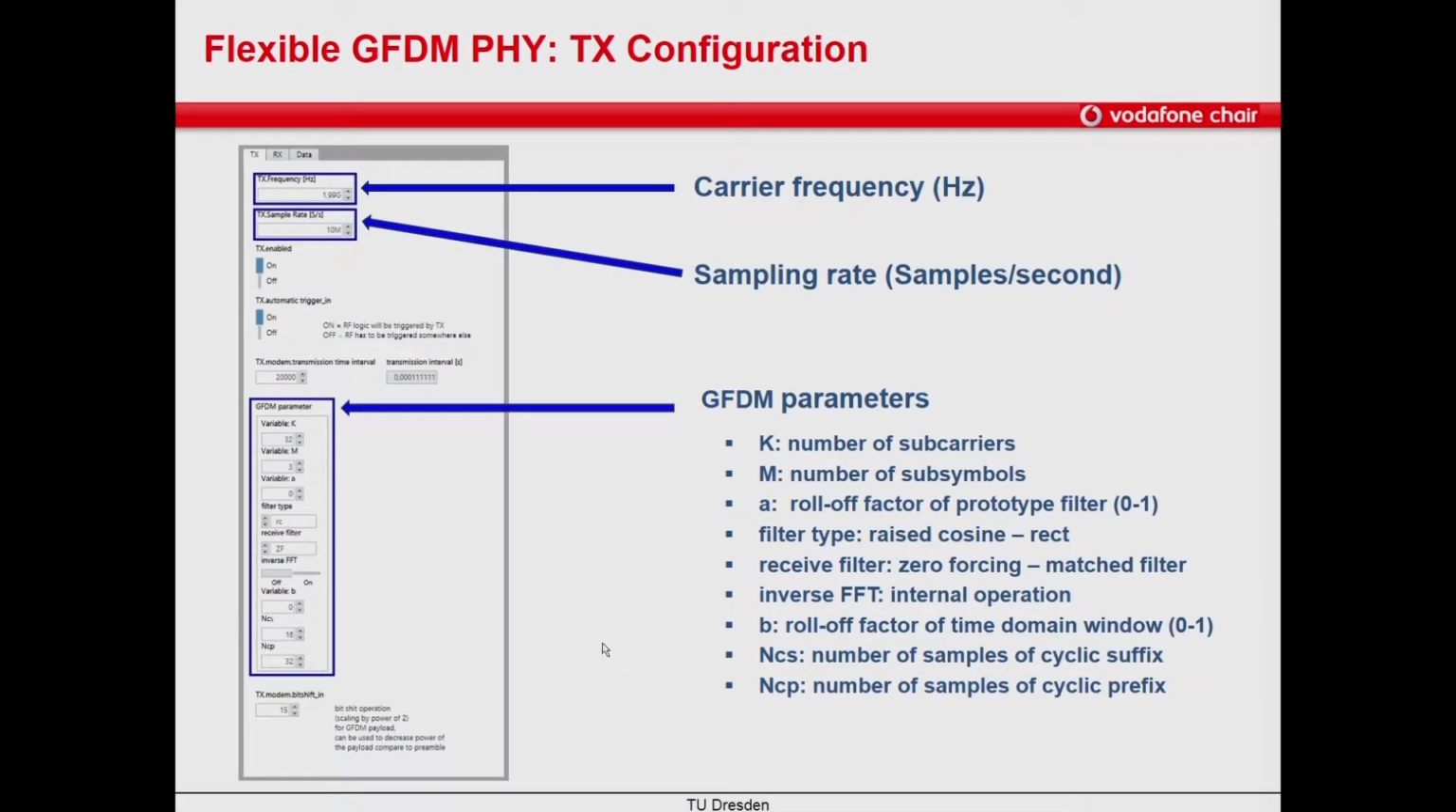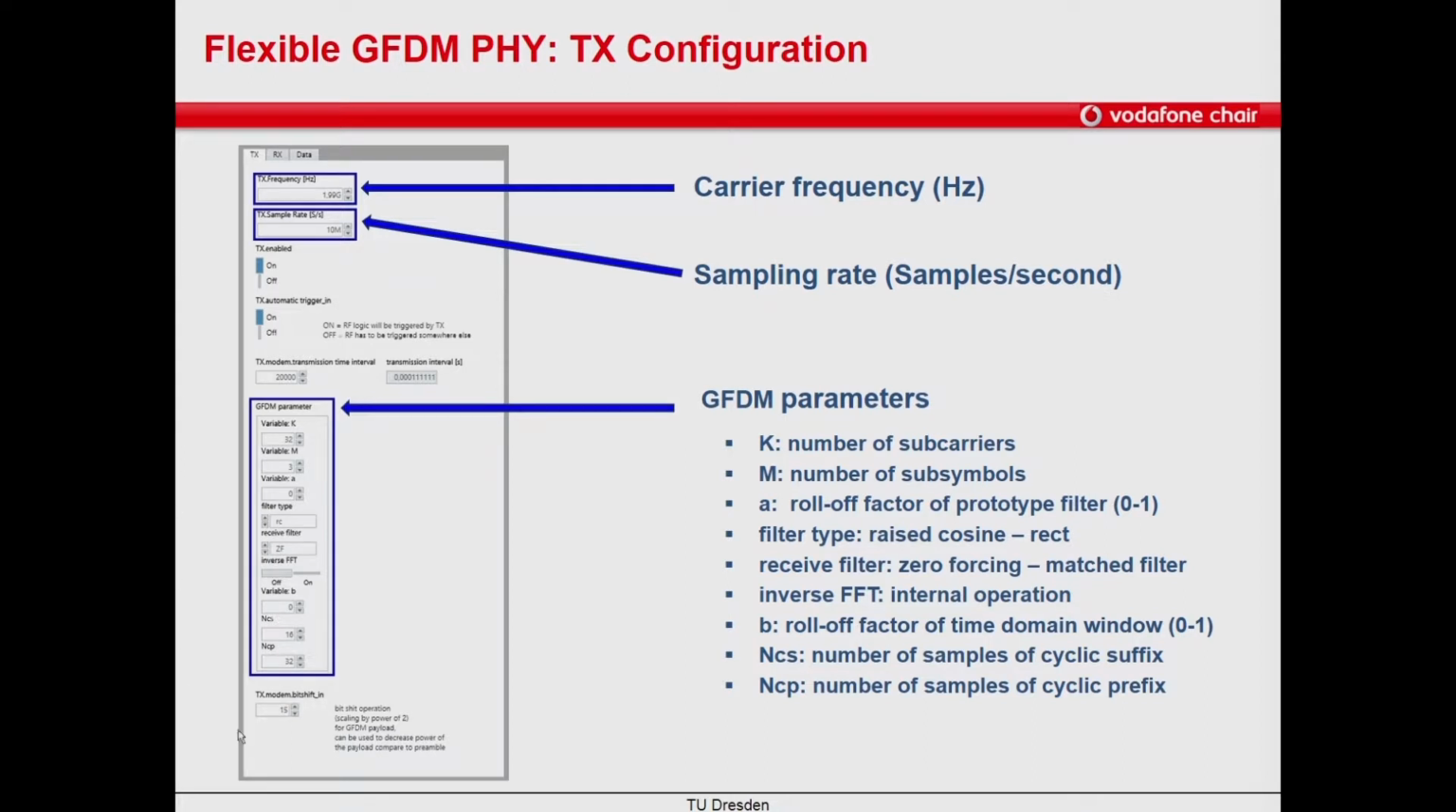Let's start with the TX tab. Here we need to select the transmit carrier frequency in Hertz. Our license allows us to transmit at 1.99 GHz. If you are running this project with antennas, please make sure that you are in compliance with all local laws. We also need to set a sampling rate in samples per second. We will set it to 10 MHz.